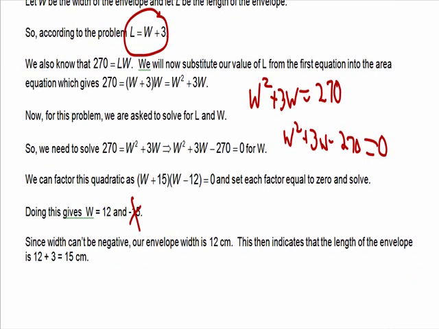Then, in order to get the length, we remember the length was one dimension being 3 plus the other dimension, and so in particular the length is W plus 3. So 12 plus 3 is 15. So the dimensions of our envelope are 12 by 15 centimeters.